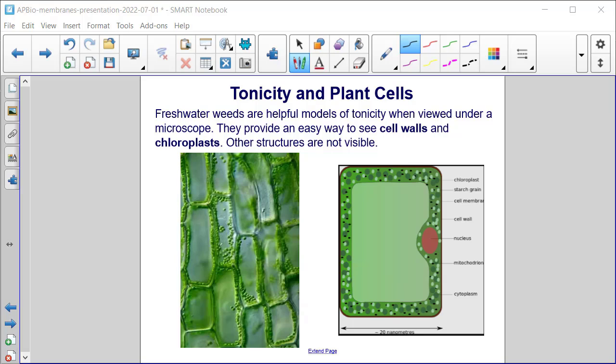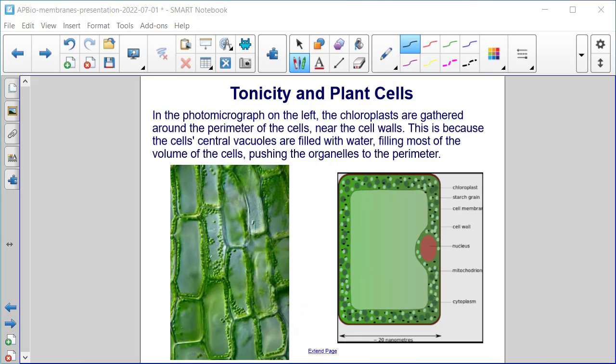They provide an easy way to see cell walls and chloroplasts. Other structures are not visible. In the photomicrograph on the left, the chloroplasts are gathered around the perimeter of the cells, near the cell walls. You can see them here. This is because the cell's central vacuoles are filled with water, filling most of the volume of the cells, pushing the organelles to the perimeter.